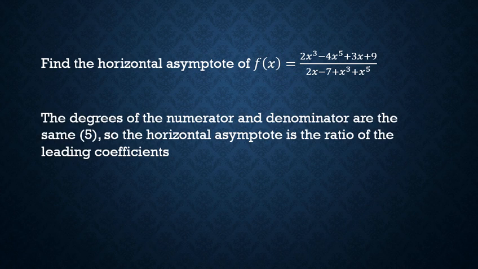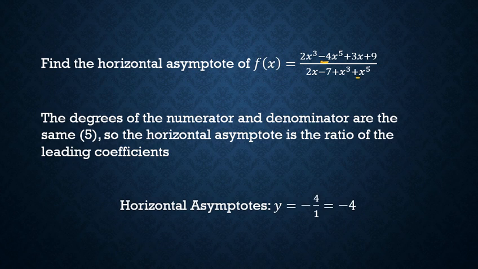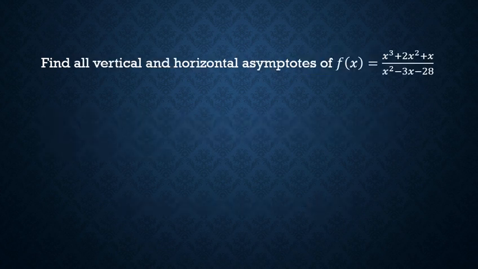So the horizontal asymptote is going to be the ratio of the leading coefficients, the ratio of the numbers in front of those x to the fifth terms. And that is going to be a -4 divided by a +1 or -4. So that's going to be our horizontal asymptote. Y is equal to -4. And then just one more sample here. We're going to find both vertical and horizontal asymptotes for this guy here.